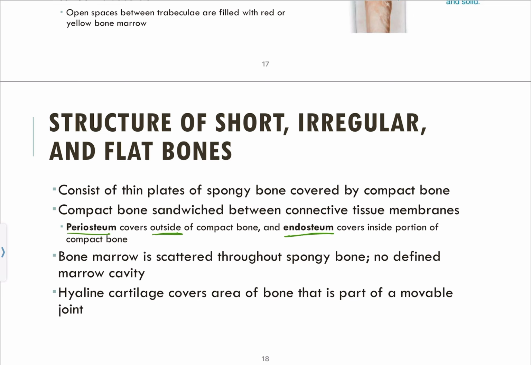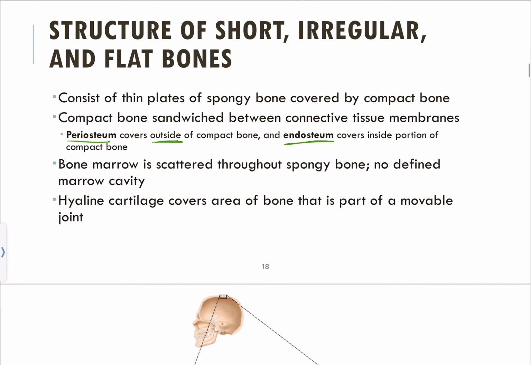Those would be in those spaces between our trabeculae, but we don't have a defined medullary cavity or a marrow cavity. Only would we have a medullary cavity or defined marrow cavity if we're talking about a long bone. And if we're talking about where these bones connect at a joint that is movable, it's going to be covered with what we call hyaline cartilage.